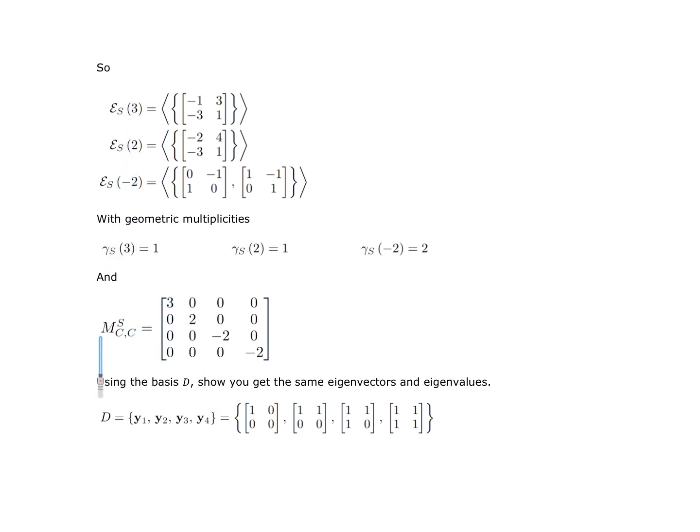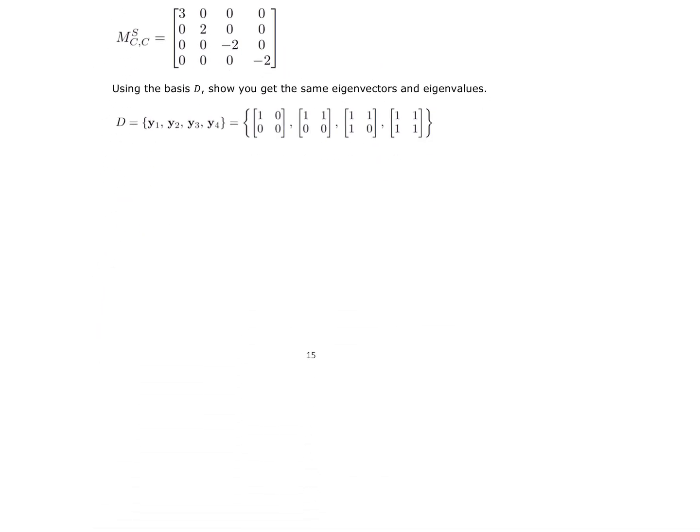Here is my matrix representation of the linear transformation S from C onto C, which is here. And if we use the basis D, you're going to get the same eigenvectors and the same eigenvalues. And boom, that's it for the change of basis.